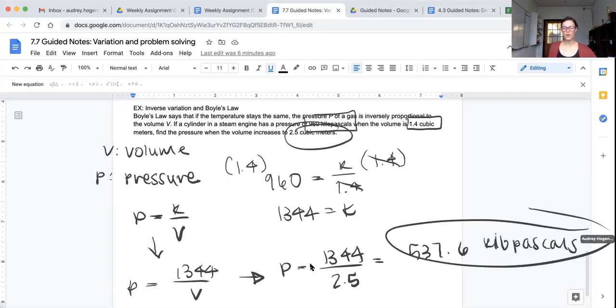Kilopascals. Okay, so that is direct and inverse variation. Not super hard, but the application problems can be tricky. So remember, you just need to solve for K and you are given enough information in the problem. So just take it slow, do a bunch of practice problems. You'll get more comfortable with this idea. You'll do better. It's going to be great. So that's 7.7, and that is officially the end of chapter 7.